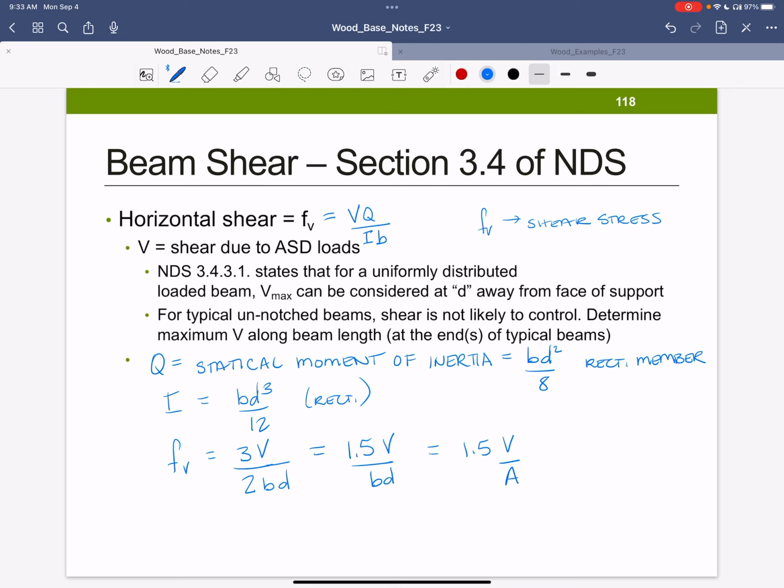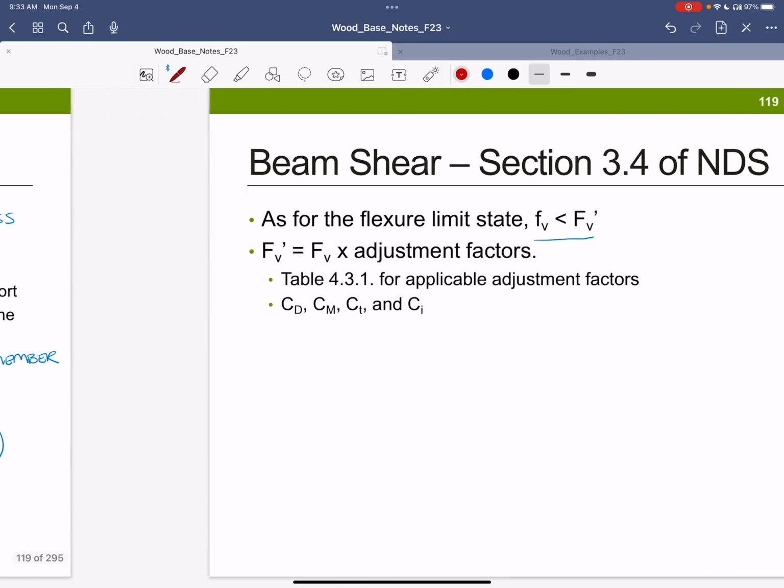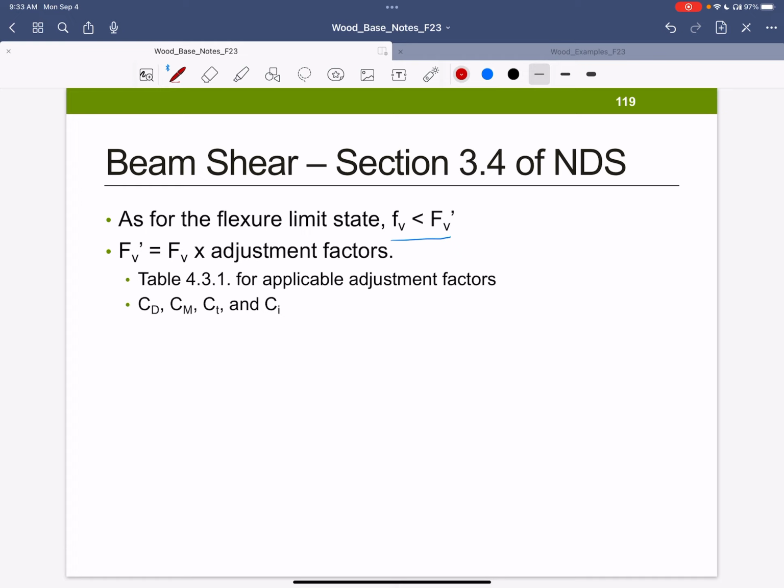In mechanics, you had to deal with this Q and stuff because you were looking at all different kinds of cross sections. We're primarily going to be looking at rectangular members for a while here. Okay, so that's the equation you want to use for shear stress. All right, let me move forward here. Flexural limit state, just like always. So the shear stress demand is less than the adjusted allowable.